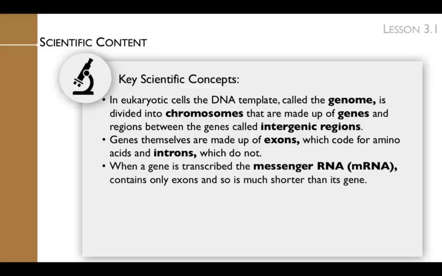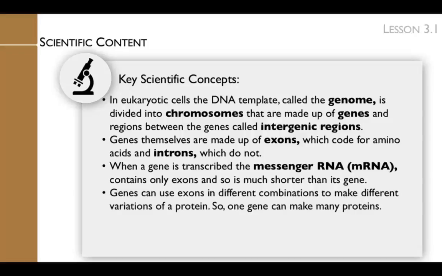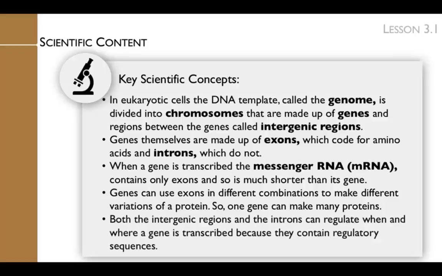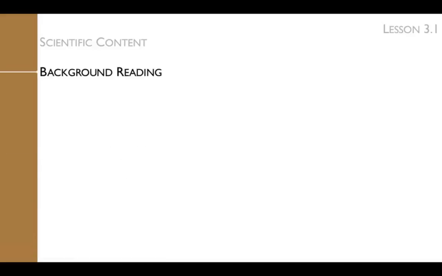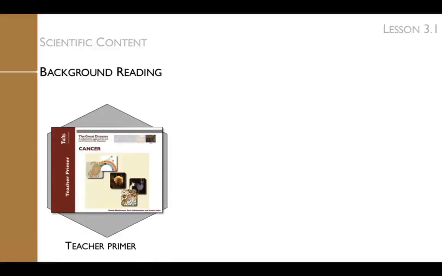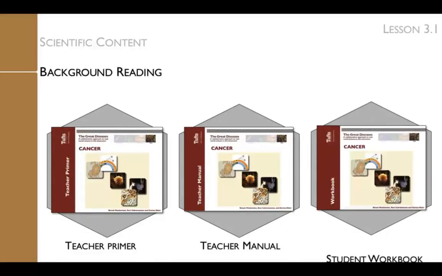When a gene is transcribed, the messenger RNA, or mRNA, contains only exons and so is much shorter than its gene. Genes can use exons in different combinations to make different variations of a protein, so one gene can make many proteins. Both the intergenic regions and the introns can regulate when and where a gene is transcribed because they contain regulatory sequences. You can review this scientific content in the background reading provided for you in the teacher primer, the teacher manual, and the student workbook.